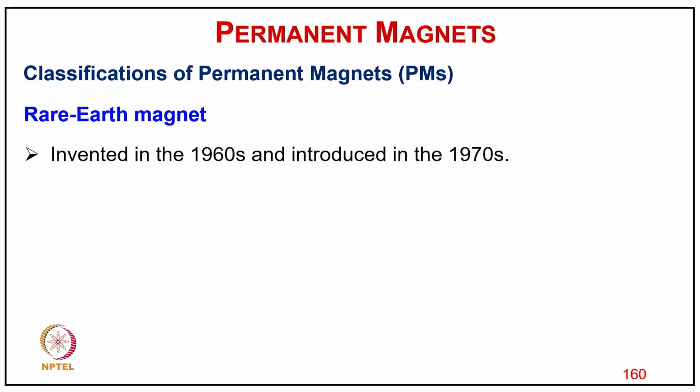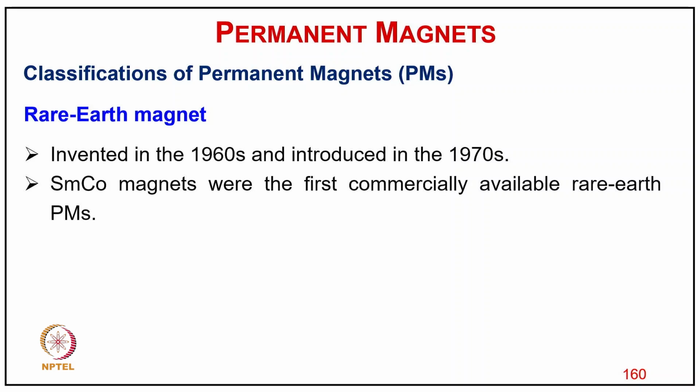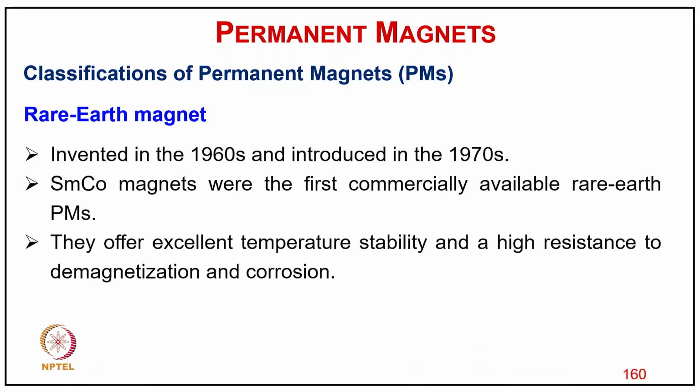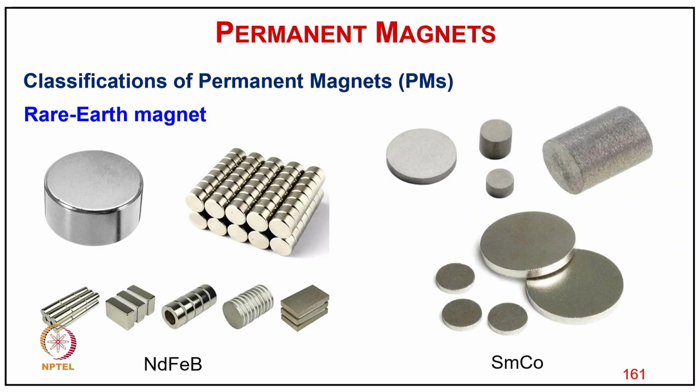Then we come to rare earth magnets, which come from the earth, invented in 1960 and introduced in 1970. Samarium cobalt magnets were the first commercially available rare earth magnets. They offer excellent temperature stability and high resistance to demagnetization and corrosion, and the cost is the only drawback here. It is a little higher in cost. Both samarium and cobalt are relatively expensive elements due to their supply restrictions.